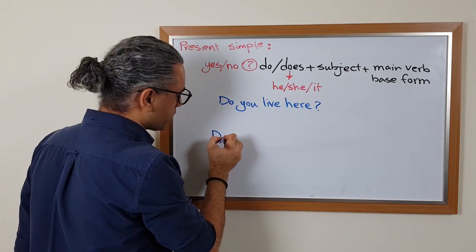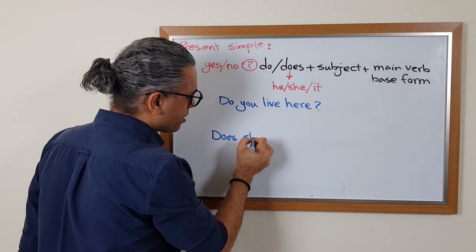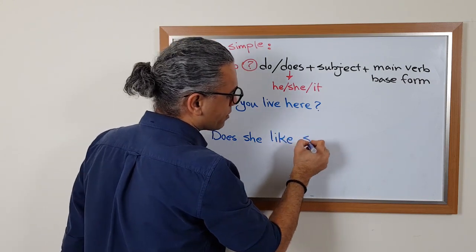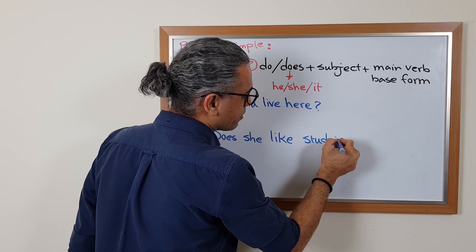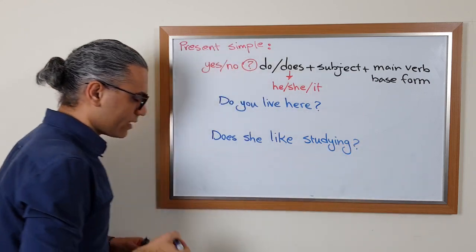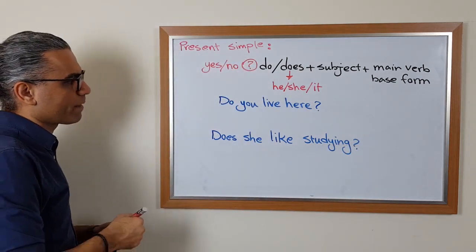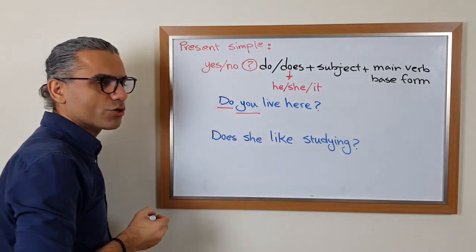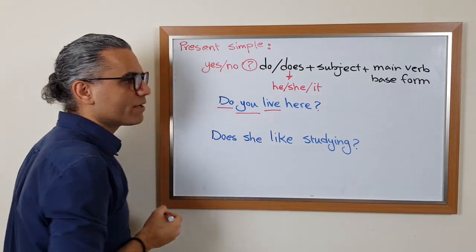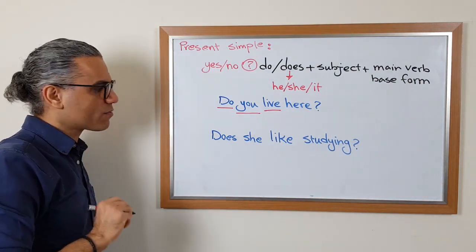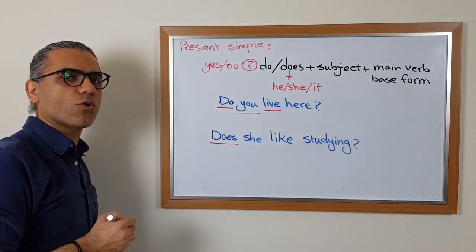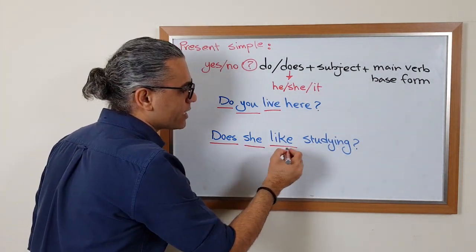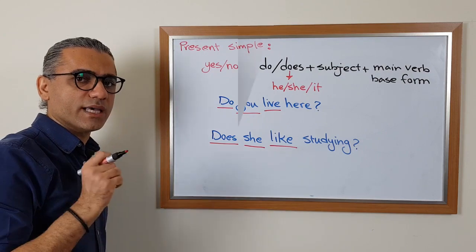Or does she like studying? Do is your auxiliary verb, you your subject, and live is your main verb in base form. Does is your auxiliary verb, she your subject, and like is the main verb in base form.